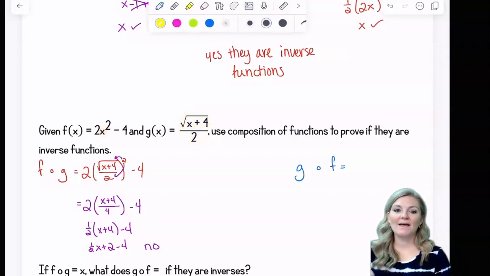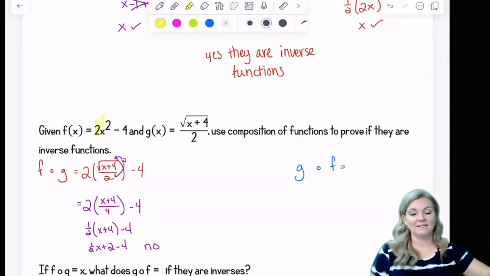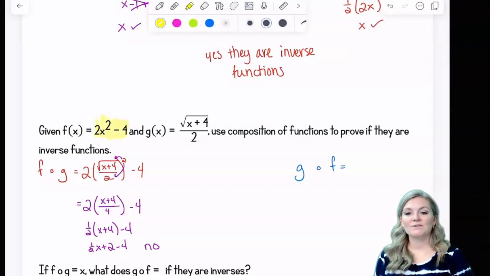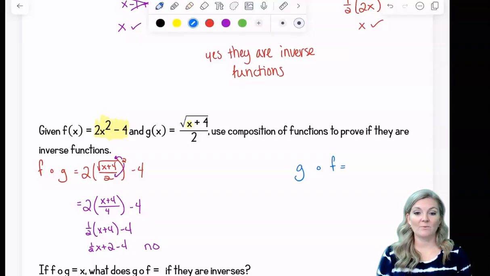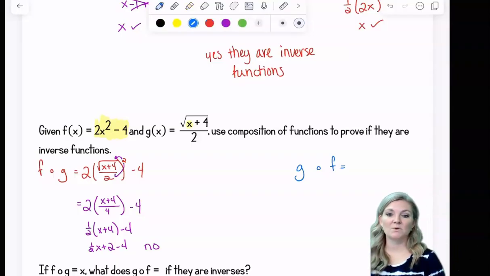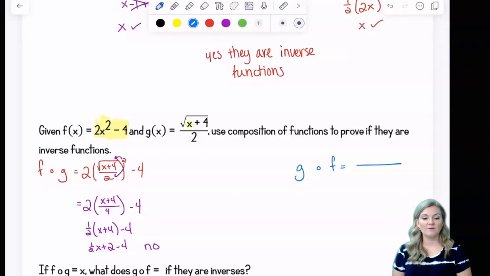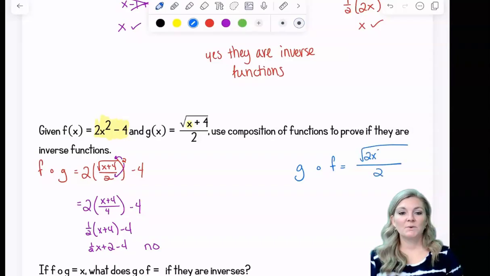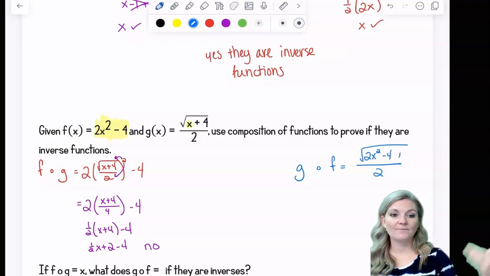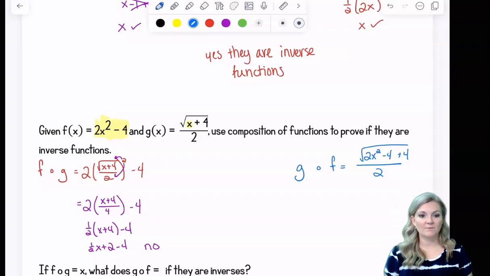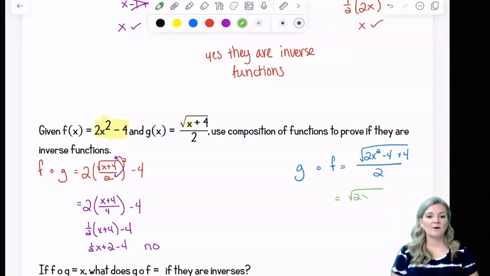So now f is getting plugged into g. So plugging in all 2x squared minus 4 into that radical. So I have the square root in the numerator, the square root of 2x squared minus 4, and then plus 4, and 2 in the denominator. Well, my minus 4 and my plus 4 can cancel. They're both underneath the radical. That's allowed. So I have the square root of 2x squared over 2.